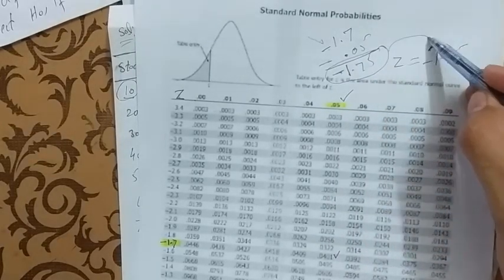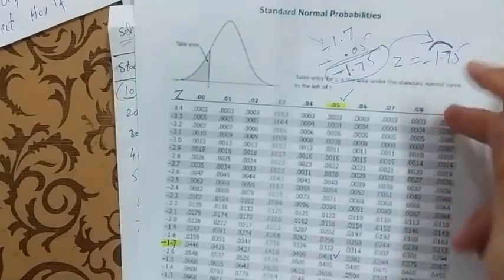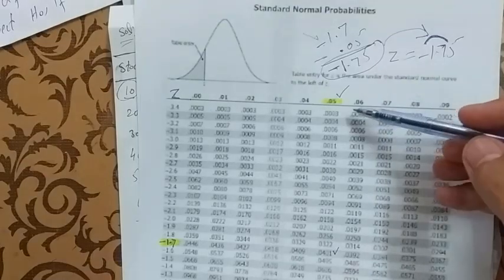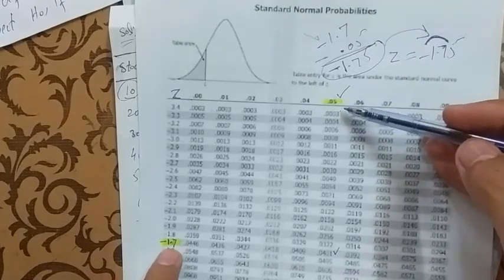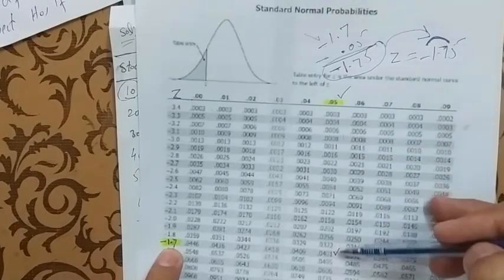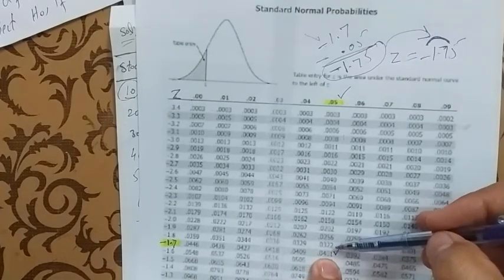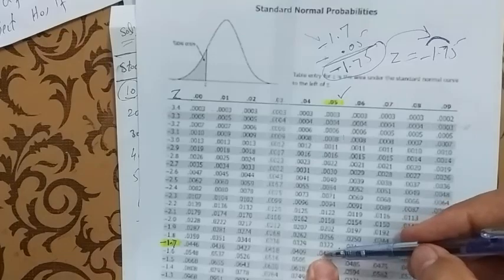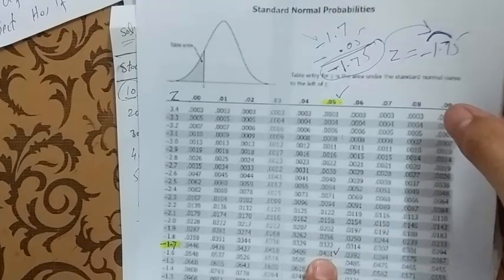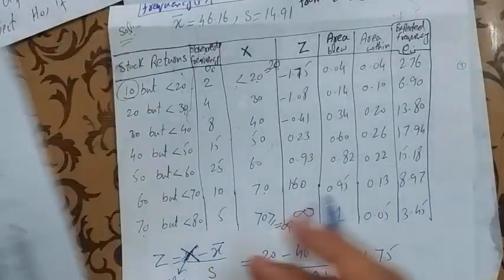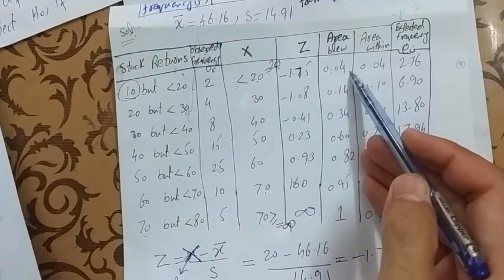So it's our required result. We find the corresponding value between minus 1.7 and 0.05, which is 0.0421, and I write this only as 0.04.